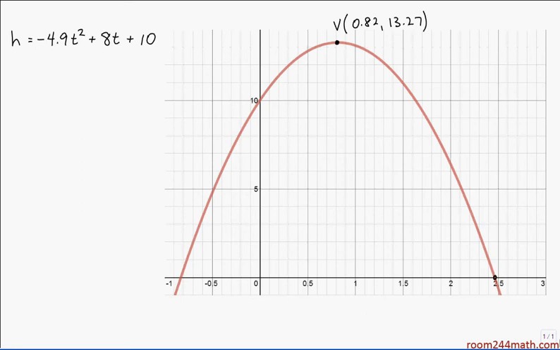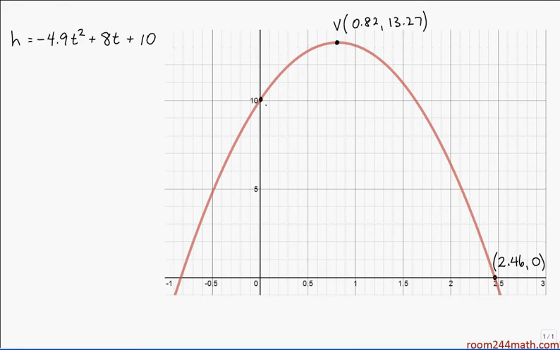And then this is obviously a very important point right down here, because that's the point at which it hits the ground. And so how long does it take for it to hit the ground? Well, this point turns out to be (2.46, 0). So we refer to that as one of the zeros, because that's where the function has a value of 0. In other words, the y-coordinate is 0. And as I said, it's a pretty important point. It tells you that it takes 2.46, almost 2.5 seconds, for the object to hit the ground.